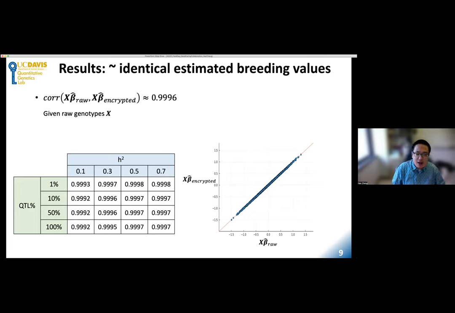The result I can tell you now is that we are getting almost identical results. For this slide, we got identical estimated breeding values. This table is across different heritability and different percentages of causal variants. The correlation between the estimated breeding value using the raw data and the estimated breeding value using the encrypted data is almost one. This figure shows that. If the dots are falling on this line, that means they're identical. So the correlation is almost equal to one. It's 0.991.